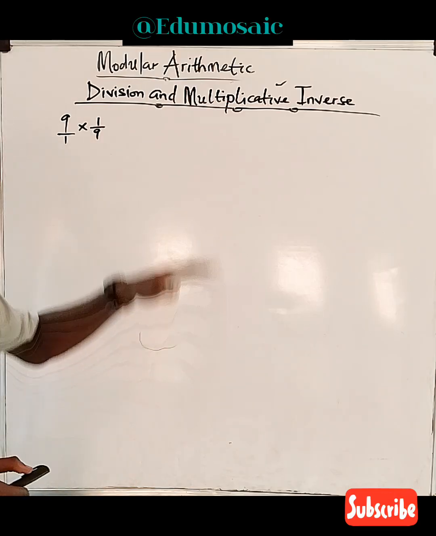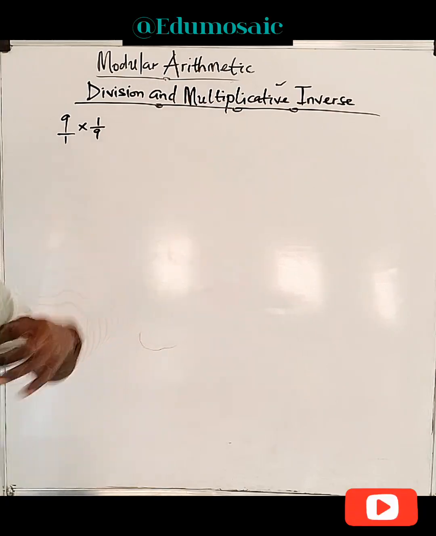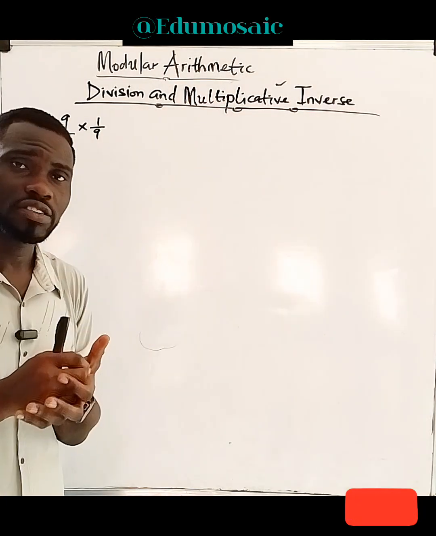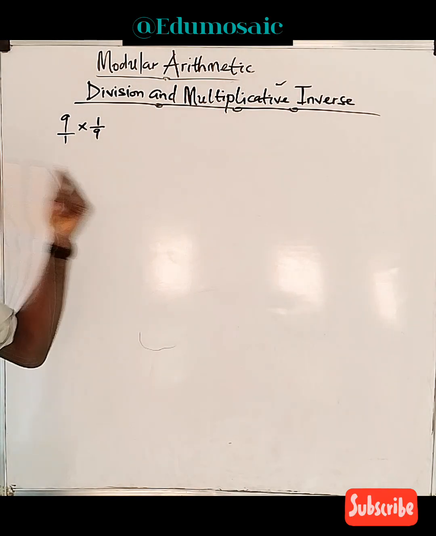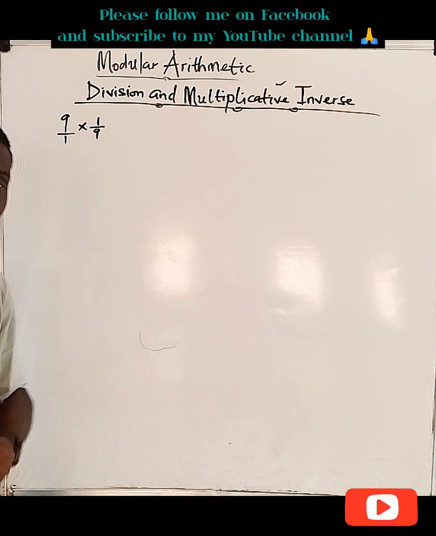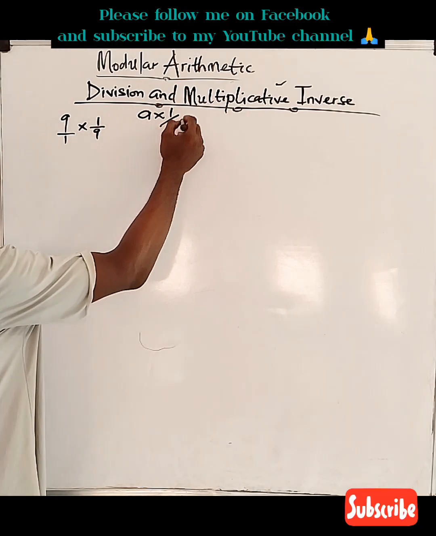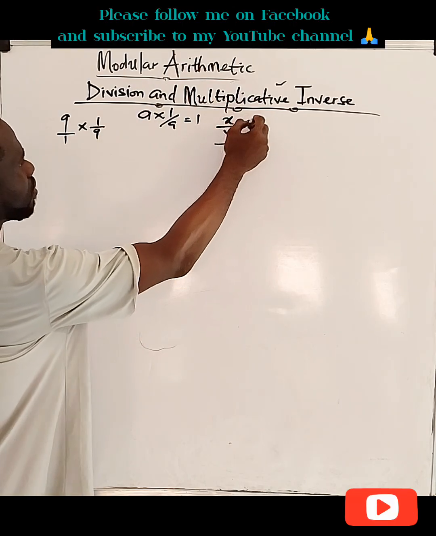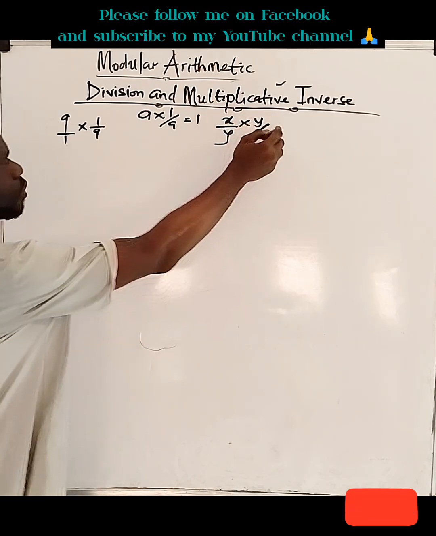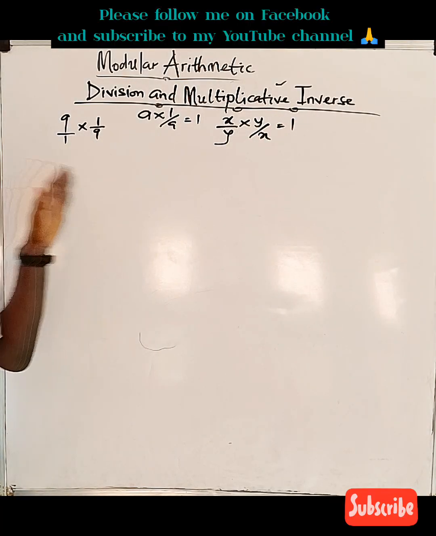Unlike additive inverse, where the additive inverse of plus 2 is minus 2, for additive inverse we're talking about what we're going to add to a given number to give us 0. But for multiplicative inverse, we're talking about what we're going to use to multiply a given number to give us 1. So the multiplicative inverse of A is 1 over A, to give us 1. The multiplicative inverse of x over y is y over x, which will give us 1 also. So yeah, just a few examples.